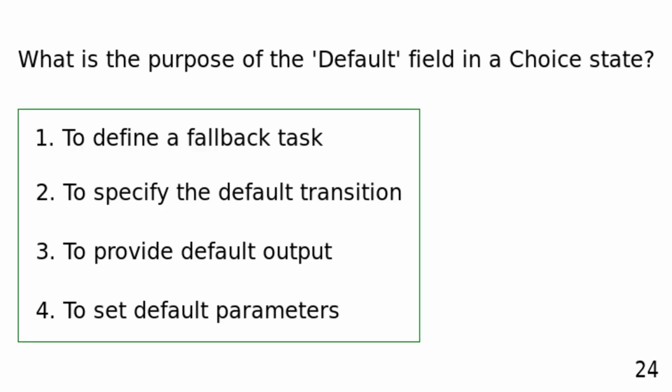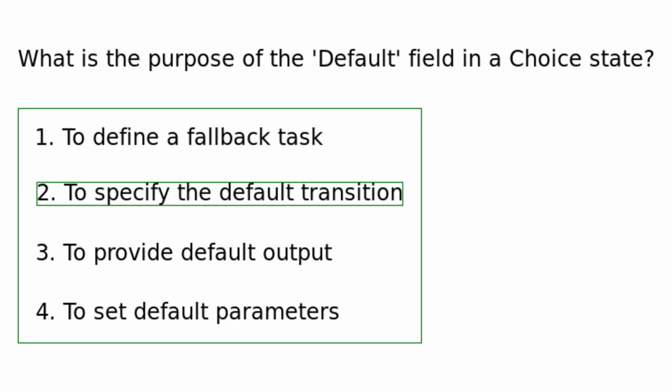What is the purpose of the default field in a choice state? To define a fallback task. To specify the default transition. To provide default output. To set default parameters. The default field in a choice state of AWS Step Function specifies the state to transition to if none of the choice rules match, acting as a catch-all.